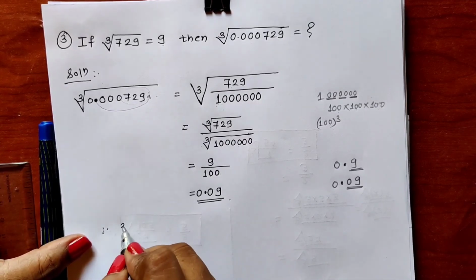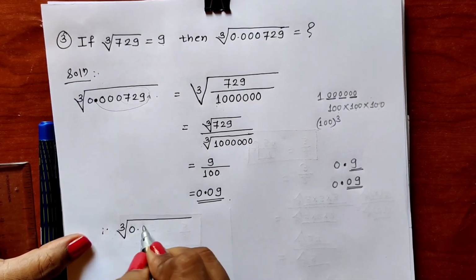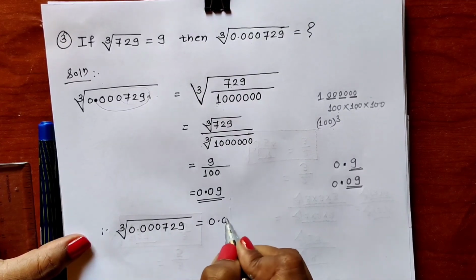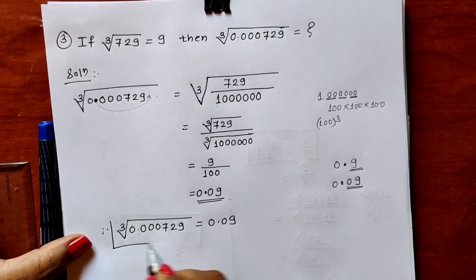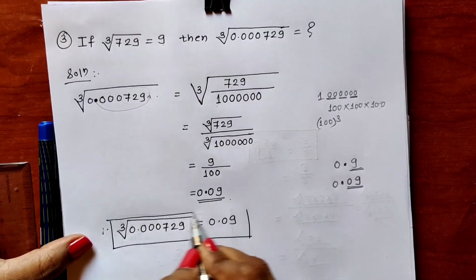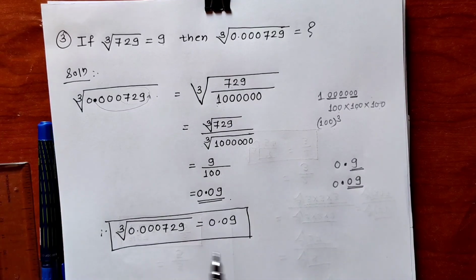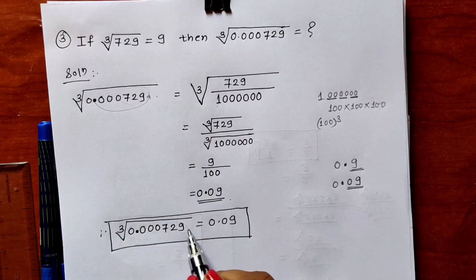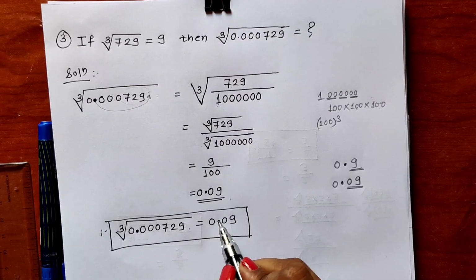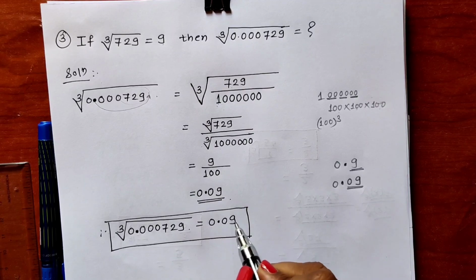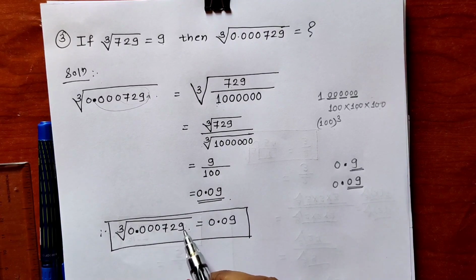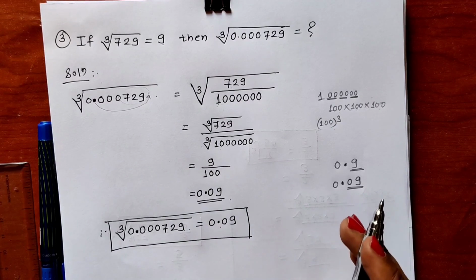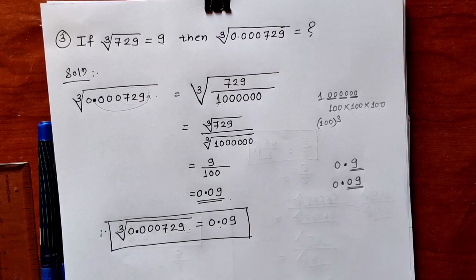And therefore cube root of 0.000729 is 0.09. In this way also you can conclude that when in the question after the decimal point 3 digits are there, in the answer after the decimal point there should be 1 digit. When there are 6 digits after the decimal point in the question, in the answer there should be 2 digits after the decimal point, when we have to find the cube root.